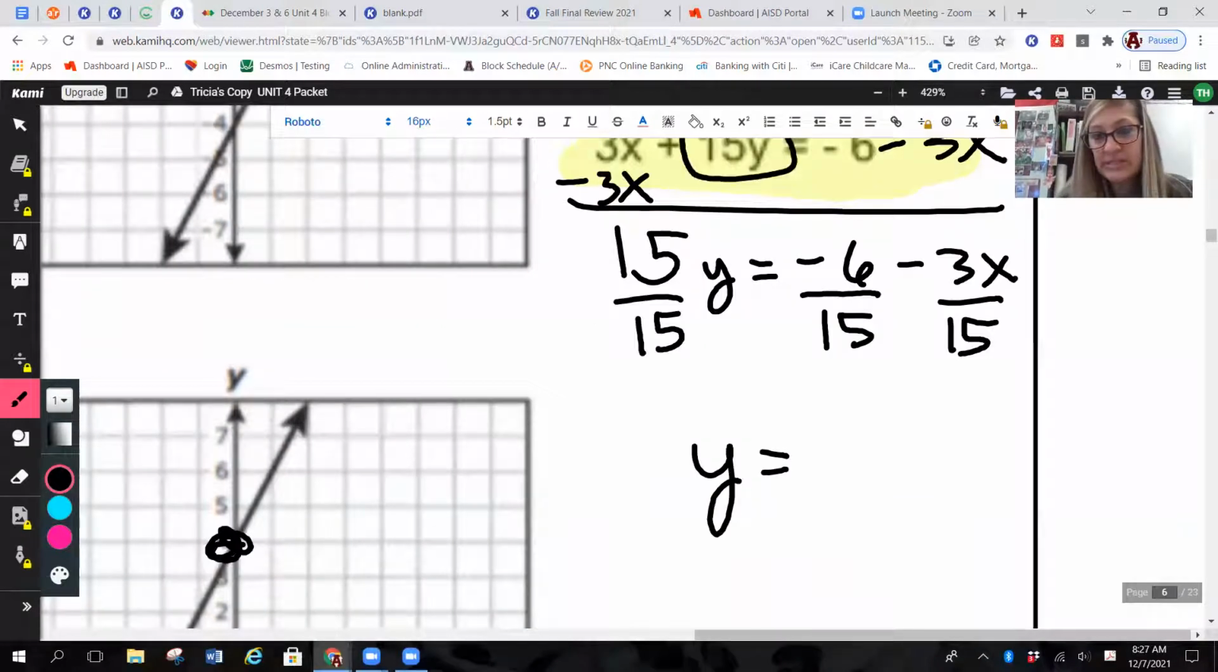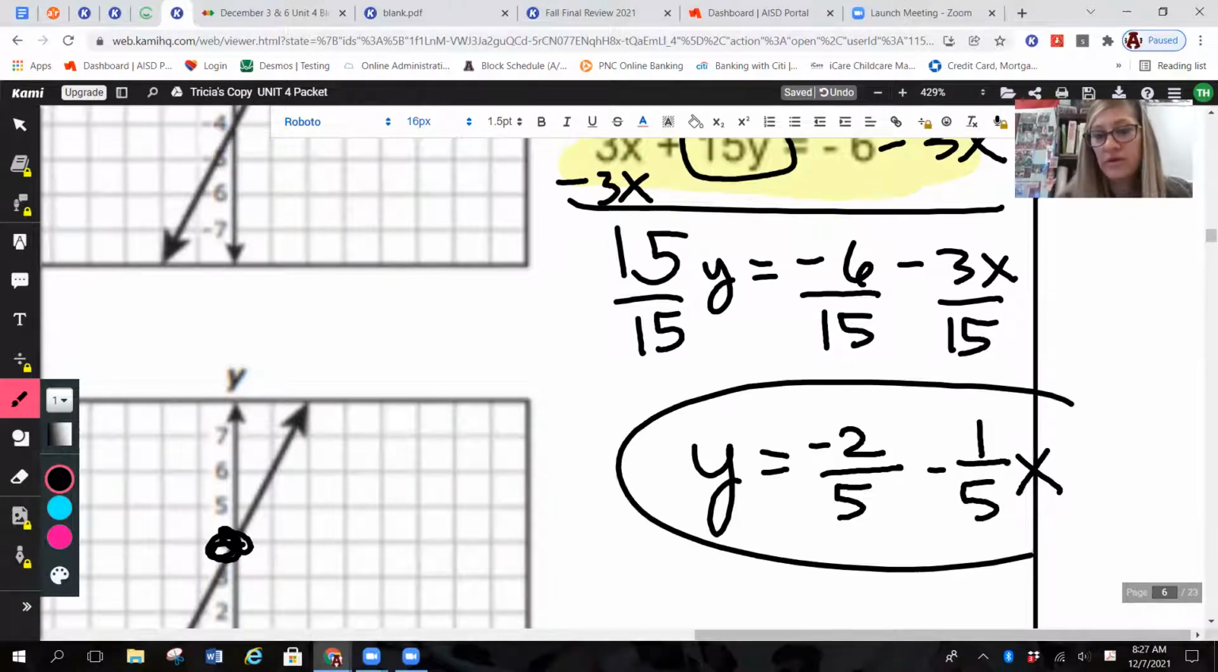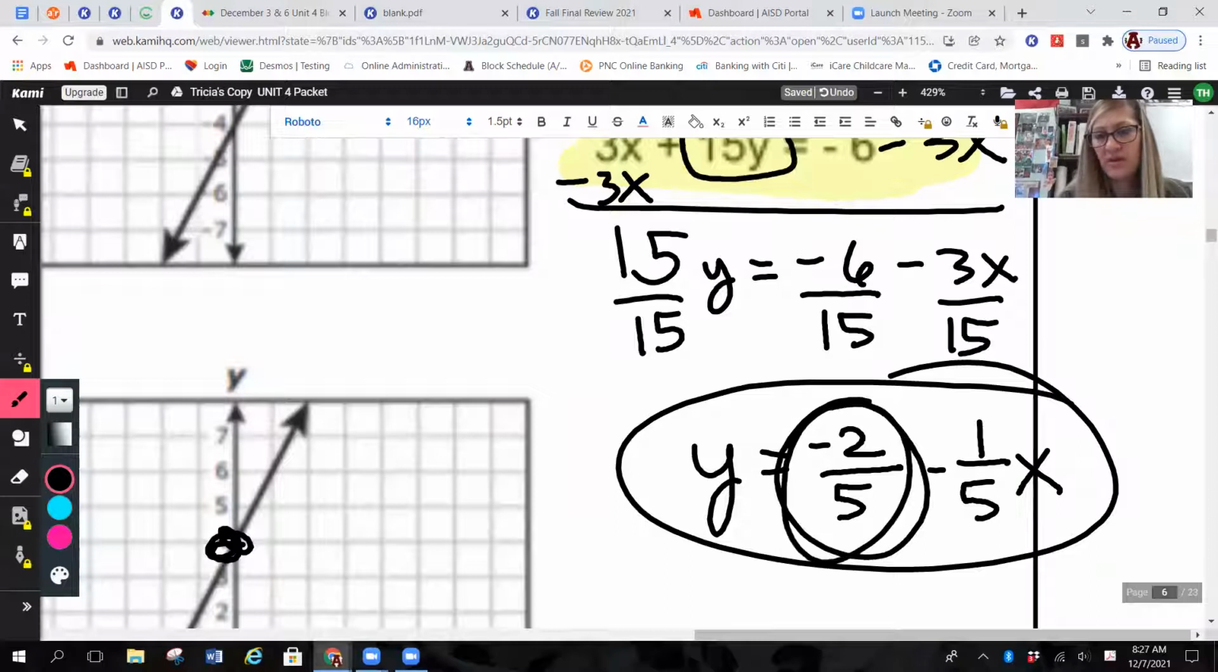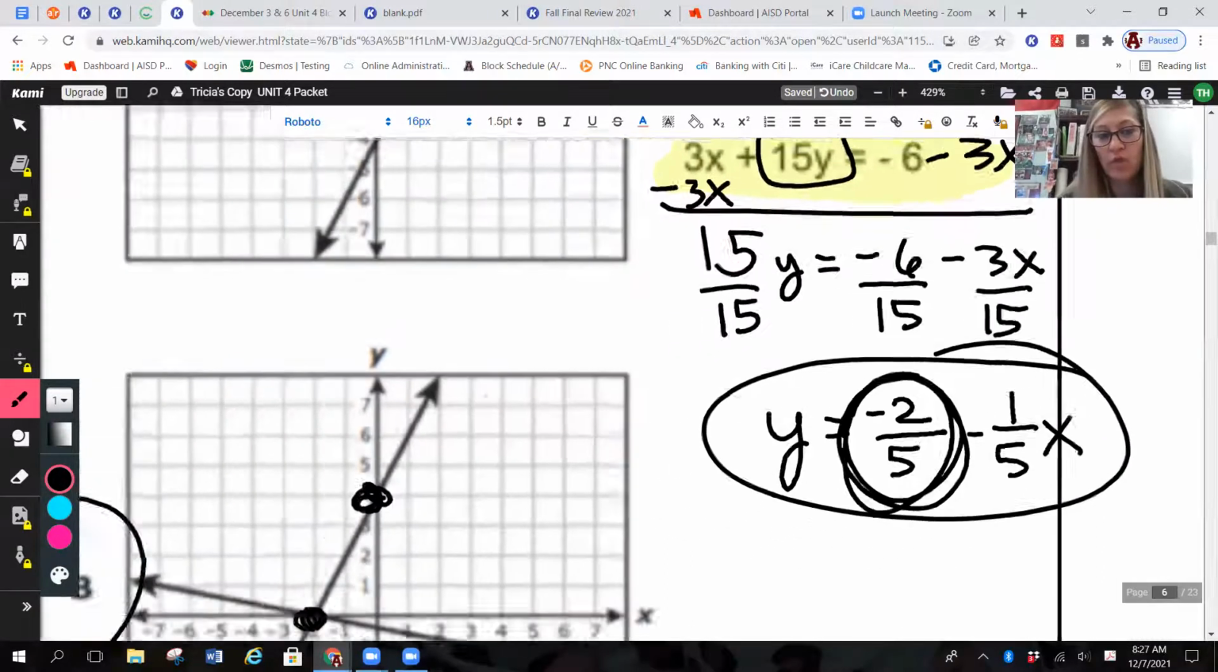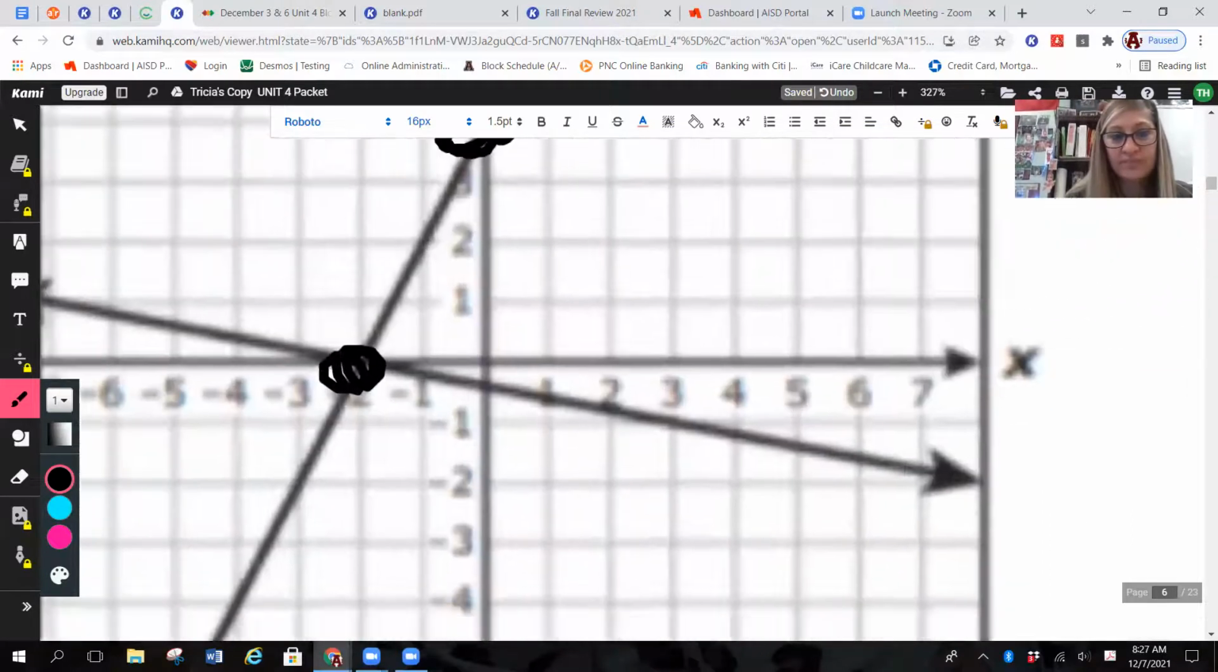You would type -6 divided by 15 into the Desmos. It would tell you the answer is -2 over 5. And then -3 over 15 would be -1 over 5. So I'm looking for a line that crosses at a negative number right below 0, because that's in between 0 and -1. And then I need to go down 1 and over 5 and check it out.